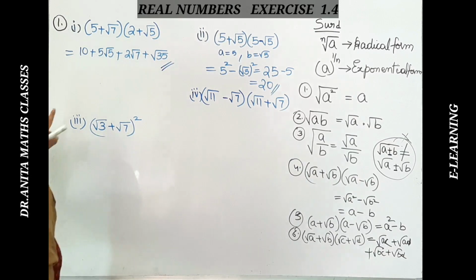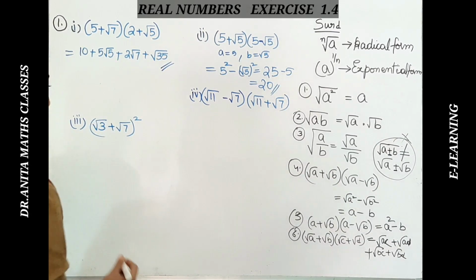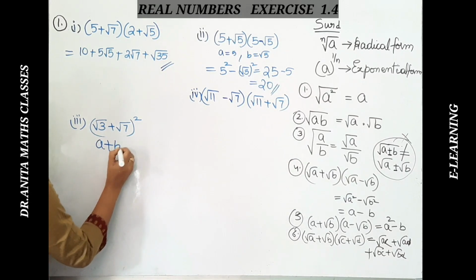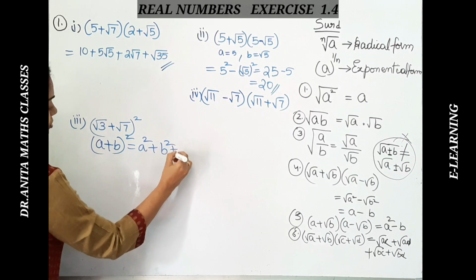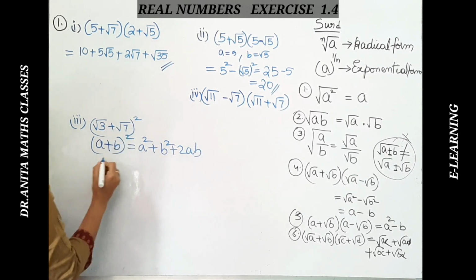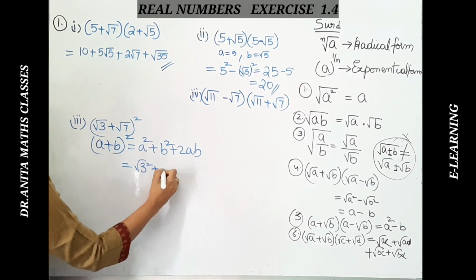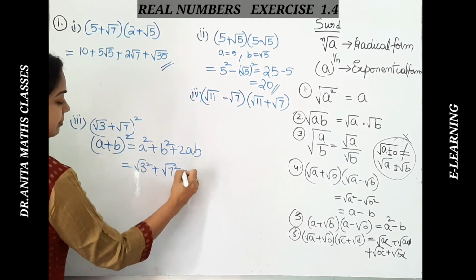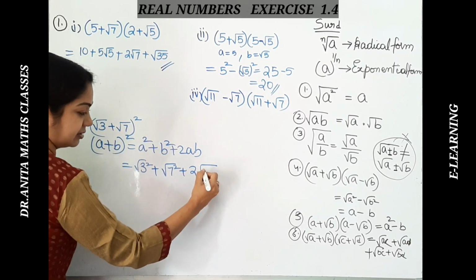The same case here, the third one. So this is (a plus b) whole square. We know (a plus b) whole square formula, we can write a square plus b square plus 2ab. In a similar way, we can write here a square is root 3 square, plus b square is root 7 square, plus 2 into ab, root 3 root 7, is 3 into 7.